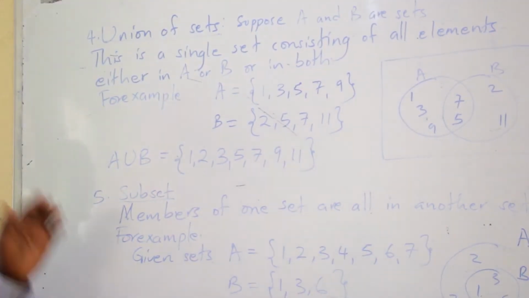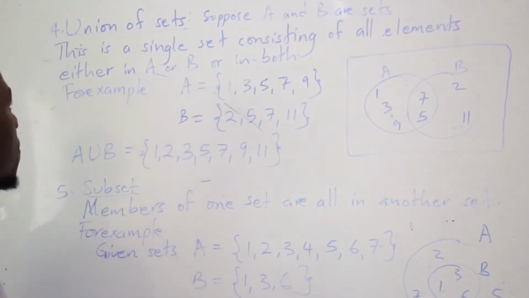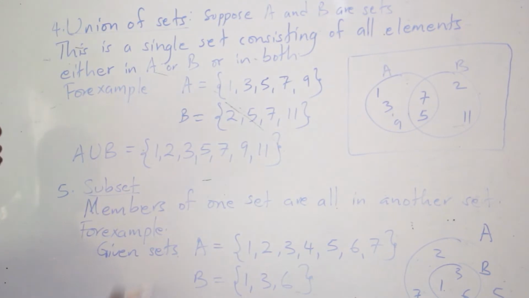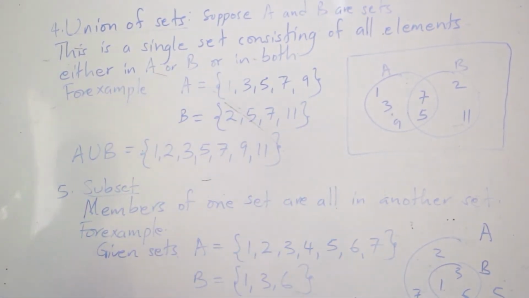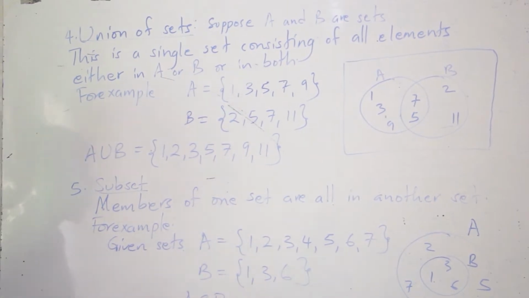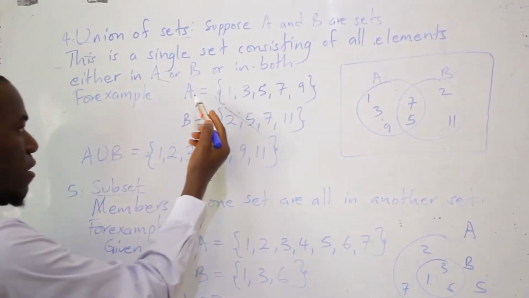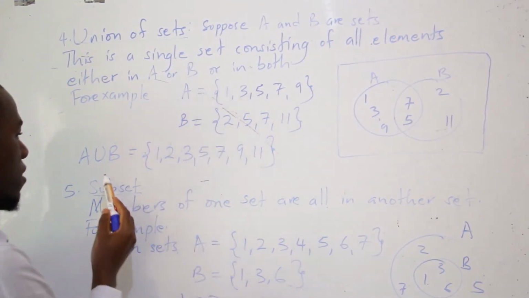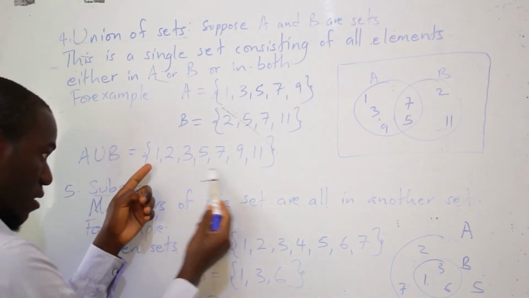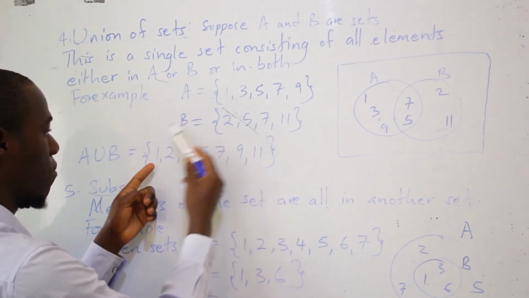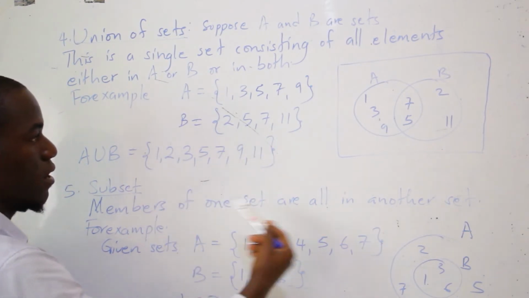Now we talk about the union of sets. Suppose I have set A and B. The union of sets A and B is just a single set consisting of all elements, either in A or B or in both of them. For example, if I'm having this, the set I'm talking about, A union B, is whatever is in all those two sets or in both of them.